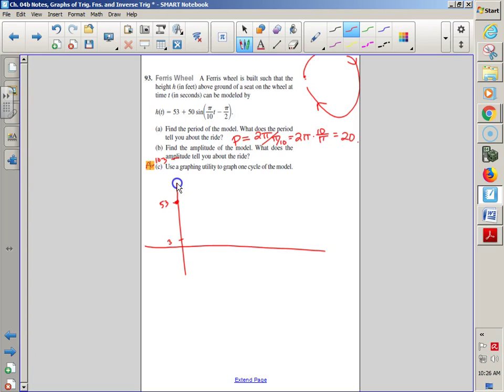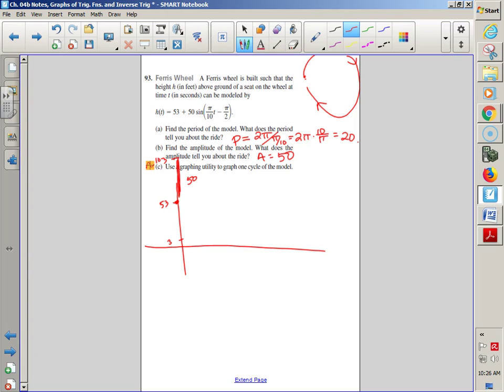Find the amplitude of the model. What does the amplitude... Wait, amplitude? Oh, that's easy. You guys see it, right? What does that mean? The radius of the circle is 50, or you could say the diameter top to bottom is... Technically, it tells you both, right? So it tells you the radius. Yes, it's how high, how low the wave goes, but it's not really a wave. It's a circle just moving in a wave-like pattern when you graph the height with respect to time.